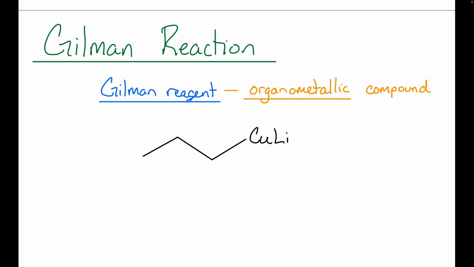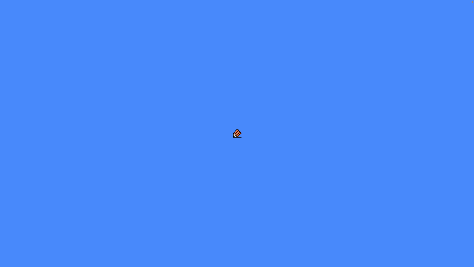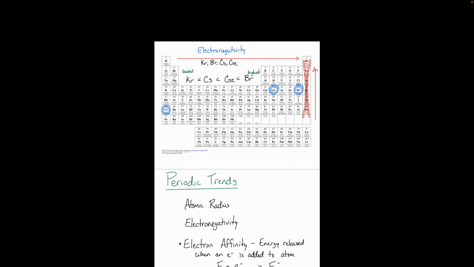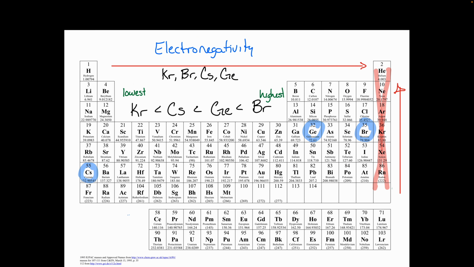All right, we're going to see a few organometallic reagents as we go through the course here. This will be our first one. A Gilman reagent specifically has copper and lithium as your metals that you're using. Okay, so what's so special about these organometallic compounds? Let's look on our periodic table real quick. All right, cool. Electronegativity, that's what we want to talk about.